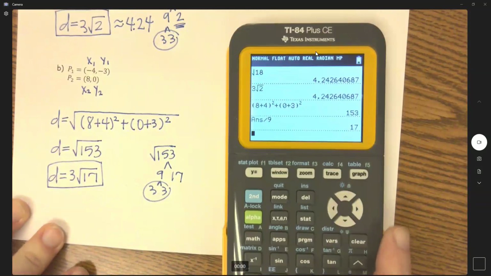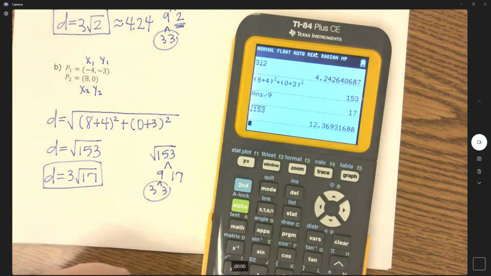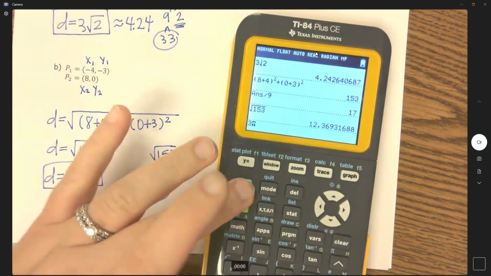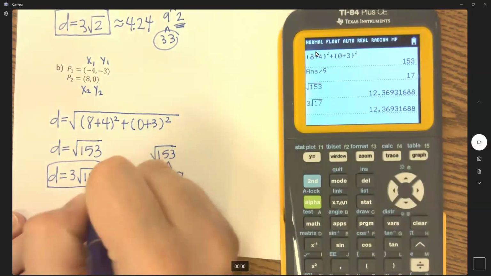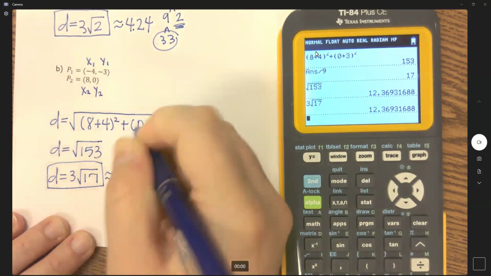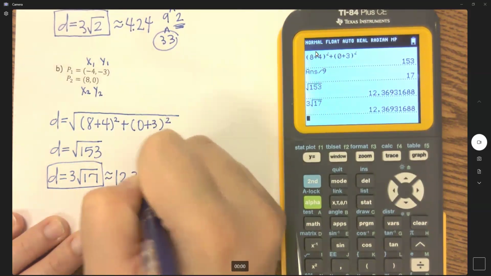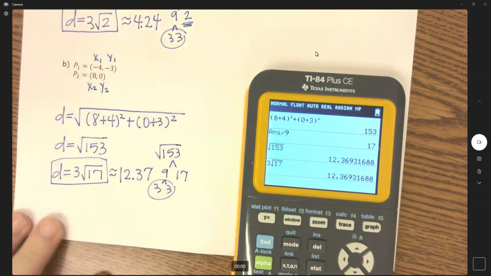Now we can do our 2 things here. The square root of 153 and 3 square root 17 are equivalent. And so that we have a better understanding, these are about 12.37 units apart if you were to plot those on that coordinate plane.